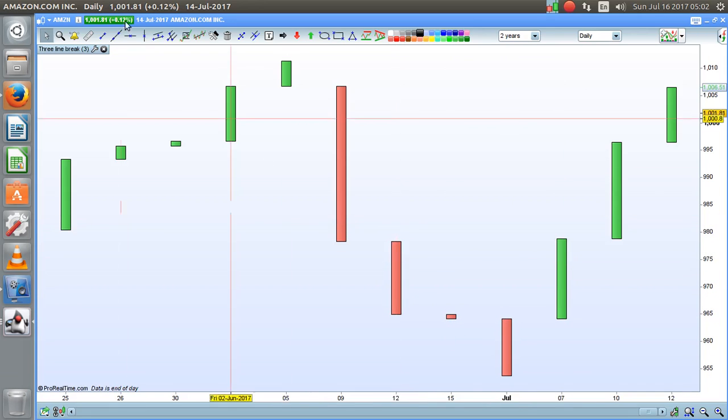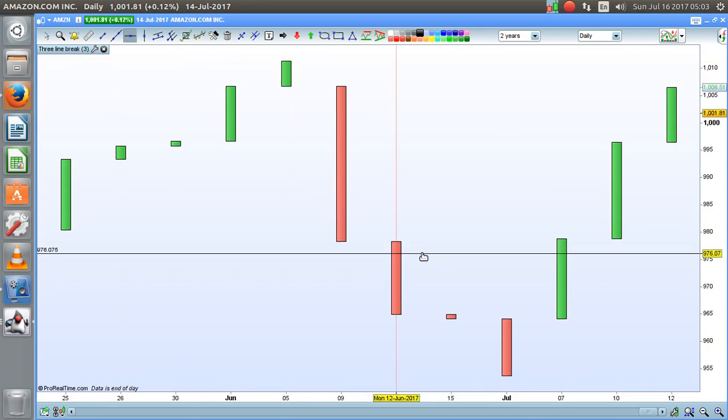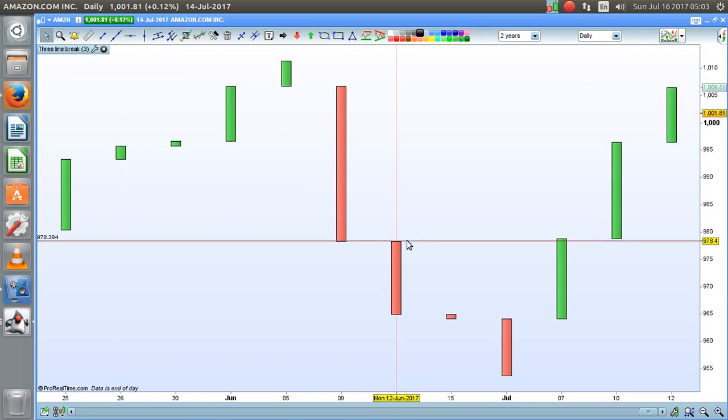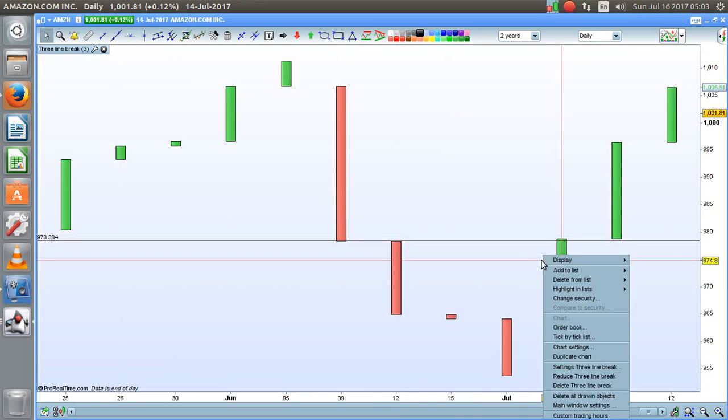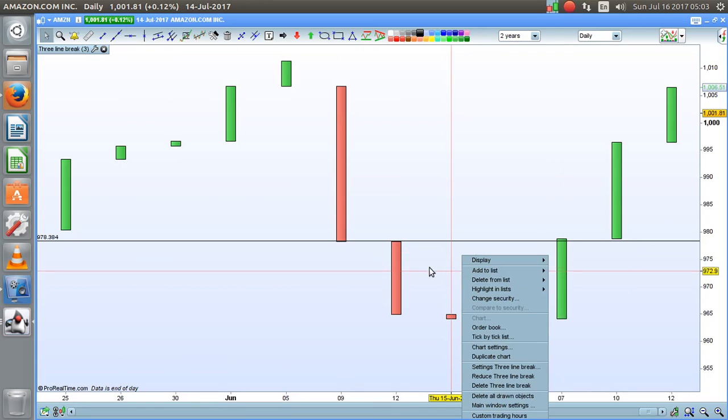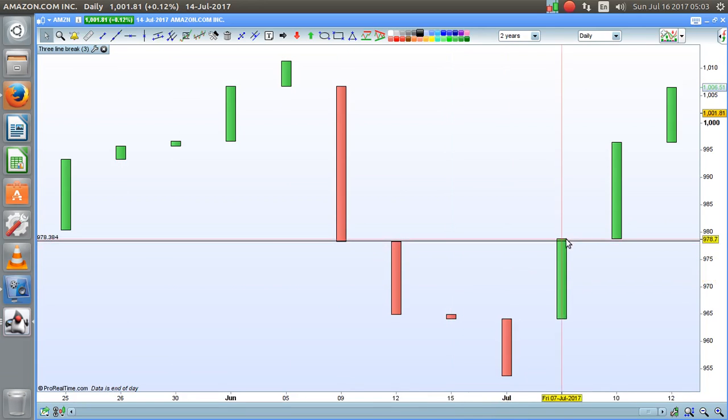Again, let me show you this. There you go. It's an itsy bitsy witsy close, but it did close above the previous three bars, and that's why you have the three-line break. And now it's continuously closing upward. So now you know how to compute the three-line break.